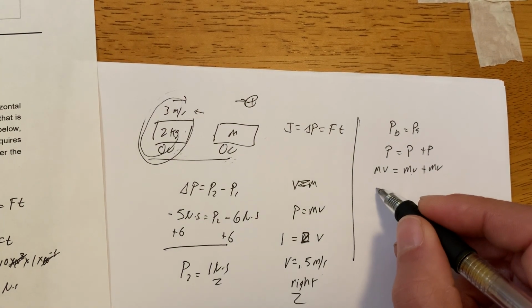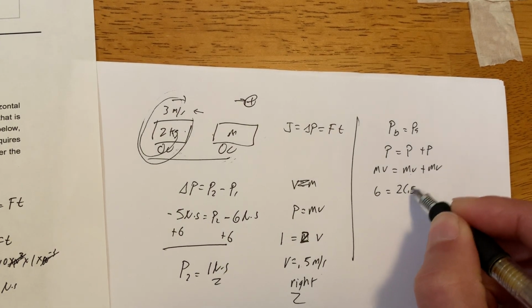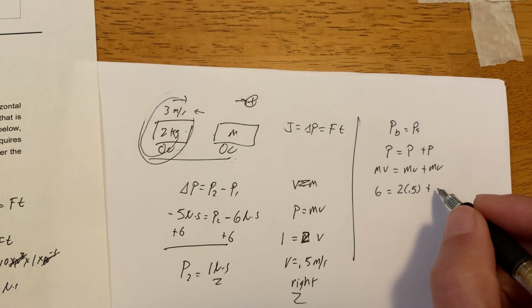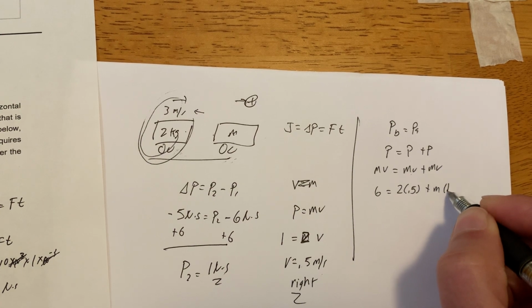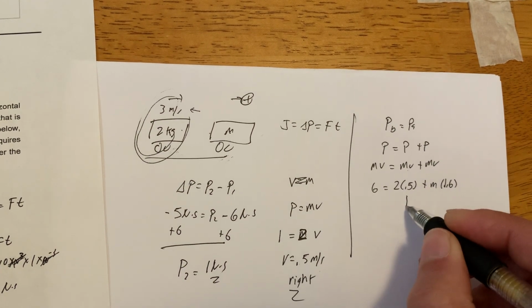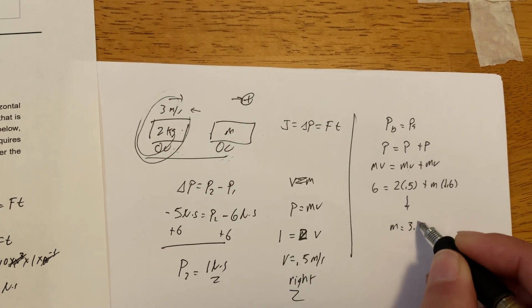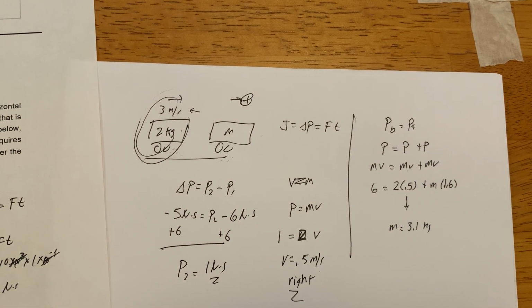So what do I have? 3 times 2 is 6. We know that this was what? 2 times 0.5 plus, we know that this is 1.6. So we want m, and we're told that it's going 1.6 after. So doing a little bit of math there, we get a mass of like 3.1 kilograms. So that's that business right there.